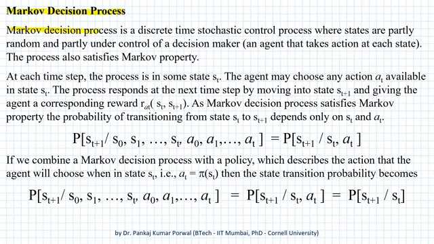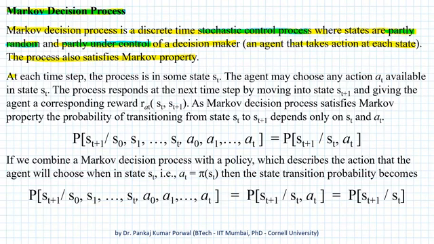So Markov decision process is a discrete time stochastic control process where the states are partly random and partly under control of a decision maker, and the decision maker is an agent that takes action at each state, and the process will transition into a new state whose transition probability will depend on the action taken by the agent. So stochastic control process is a combination of partly random and partly controlled process. And if such a stochastic decision process satisfies Markov property also, then the process is called Markov decision process.